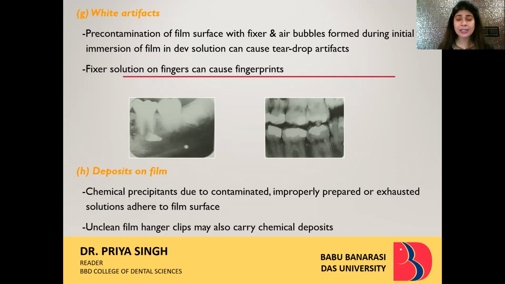It can cause teardrop artifact. As you can see here, teardrop artifact. So it might lead to the impression that there is a supernumerary tooth in the alveolar bone. But identification of this will also be easy if you know why this artifact is seen. Fixer solution on the finger can cause a fingerprint, as I just told you. It can be contaminated with your fixer solution, so you can avoid this.